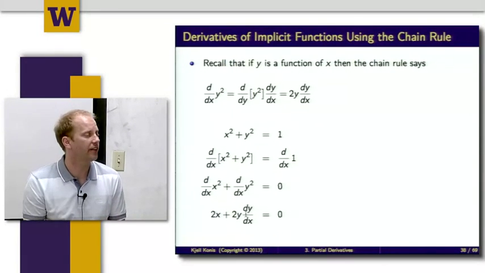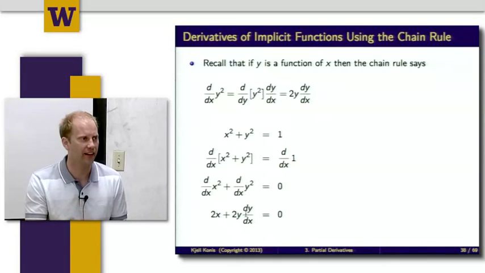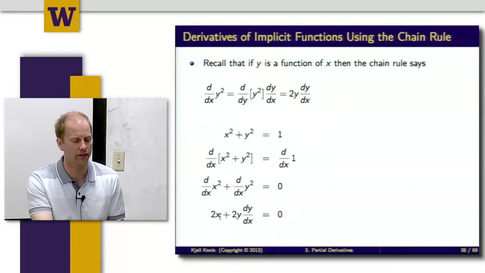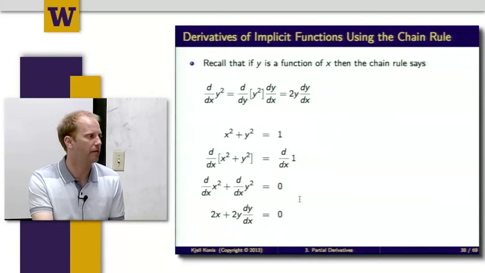But remember, I'm trying to find the derivative for this tangent line touching the circle. And dy dx is going to be the slope of that tangent line. So dy dx is what I'm trying to get. So I'm just going to solve for dy dx now. So I subtract 2x from both sides and then divide by 2y.